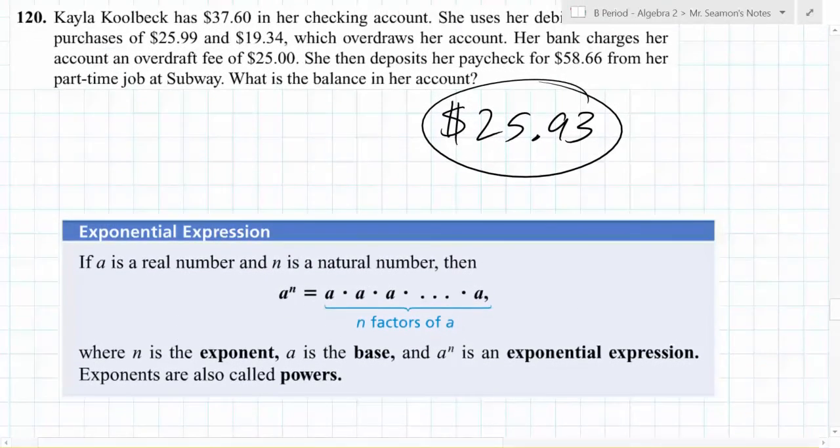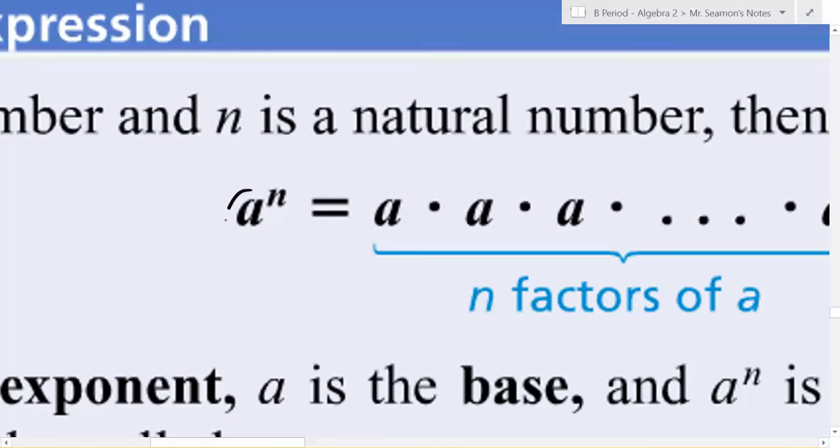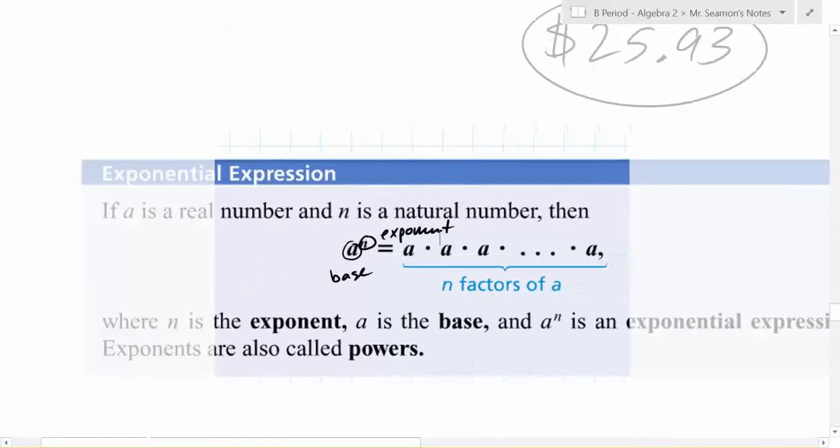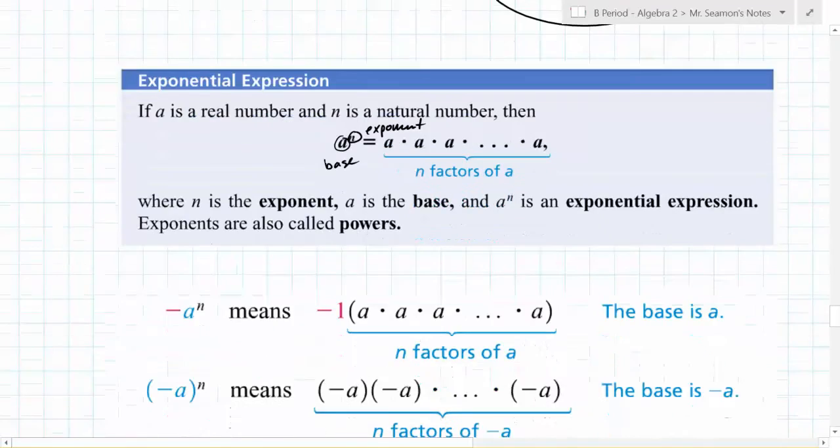How many people have worked with exponents before? So a to the n, how many times is a being multiplied by itself? N times. So a to the 7th is a times a times... How many a's are going to be there? 7 of them. The key thing to remember is a, in this case, what's the name of a? That's going to be the base. And what's this going to be called? The exponent. It's really the only thing you need to remember from all of this.